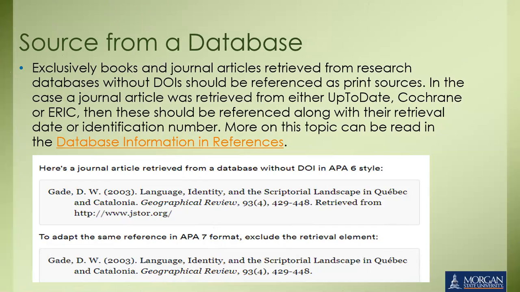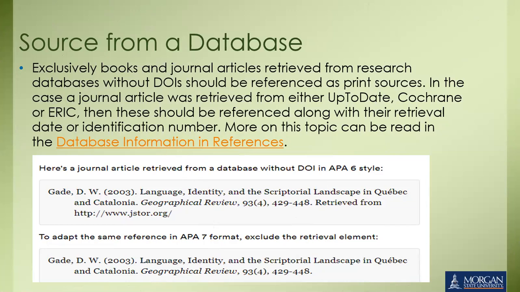Source from a database. Exclusively books and journal articles retrieved from research databases without a DOI should be referenced as print sources. In the case a journal article was retrieved from either UpToDate, Cochrane, or ERIC, then these should be referenced along with their retrieval date or identification number.